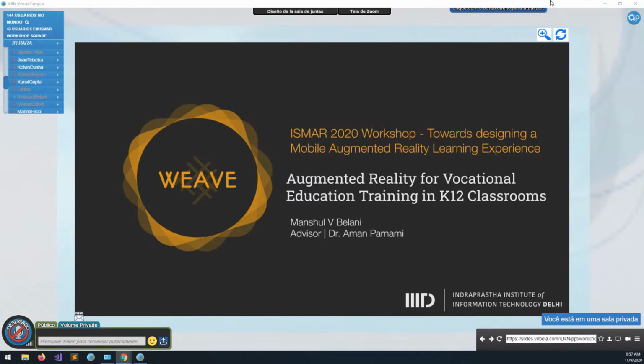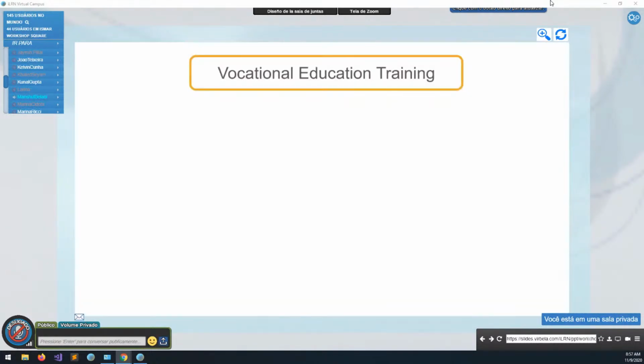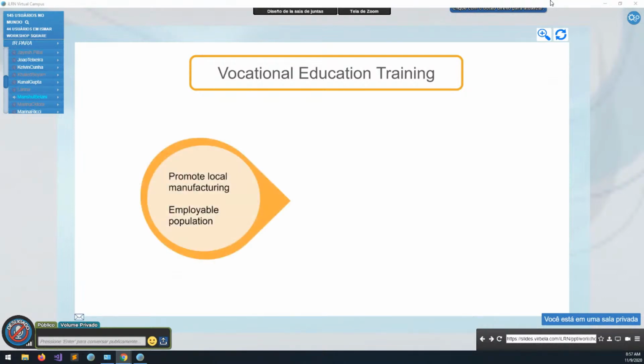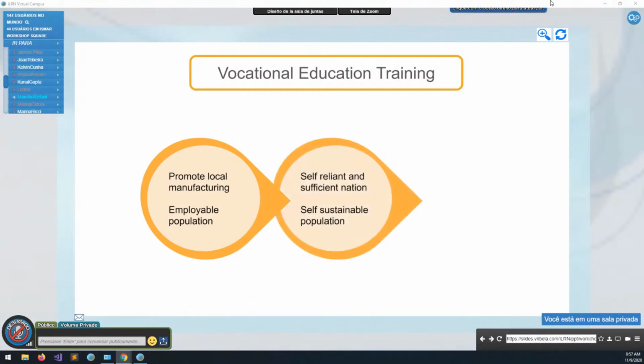So, starting with vocational education training, it has always played a very important role in any country's economy. It promotes local manufacturing and helps develop an employable population. This not only leads to a self reliant and self sufficient nation, but also a self sustainable population. As soon as they become workable, they become self sustainable, which in turn leads to positive economic growth of the country.